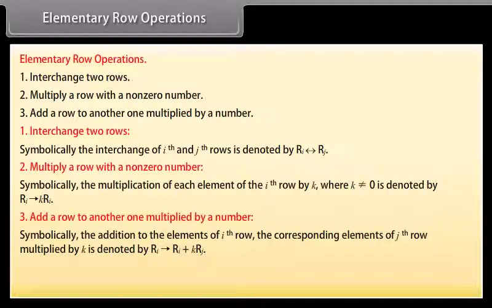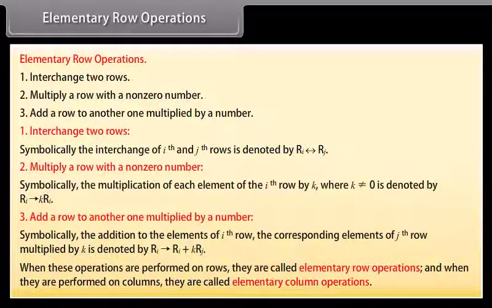Add a row to another one multiplied by a number. Symbolically, the addition to the elements of ith row, the corresponding elements of jth row multiplied by k, is denoted as given below. When these operations are performed on rows, they are called elementary row operations, and when they are performed on columns, they are called elementary column operations.